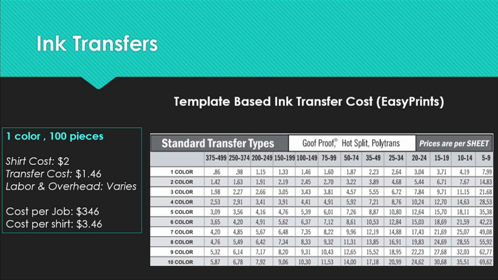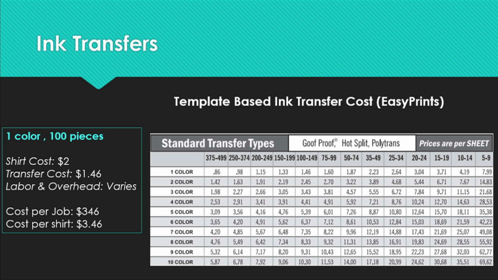So you can, of course, save some cost there if you're looking to order transfers that way. So let's say a one color and 100 pieces, ordering a transfer from Transfer Express's Easy Prints, which would be their artwork, customized with your names, your logos, and things like that. For 100 pieces, the transfer cost, we're looking at one color, would be about $1.46. We've got our shirt cost, again, of $2.